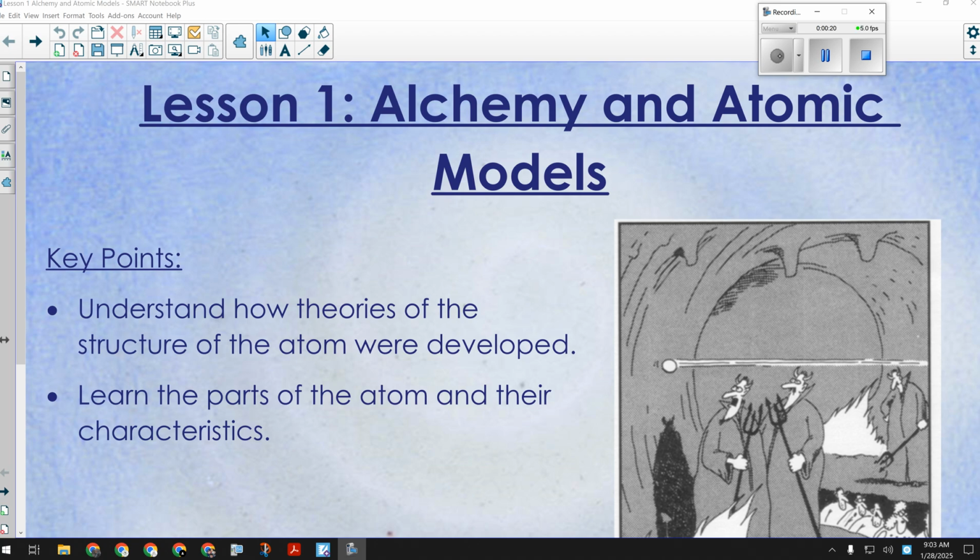So we're going to look at some history stuff, why we thought the atom looked a certain way, and then kind of what came along to change our idea. It's kind of just an important progression so we understand how the scientific method works and things like that. And then, of course, we'll look at the parts of the atom. What are the three parts of the atom?